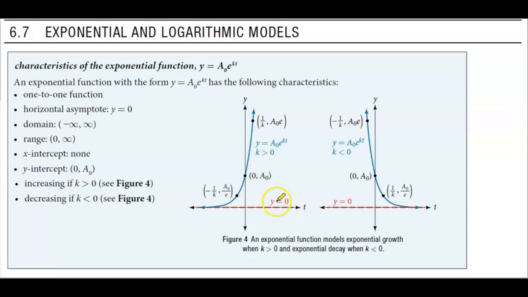It doesn't have an x-intercept because it doesn't cross the x-axis. The y-intercept is the initial value. It's increasing if k is greater than 0, which is the first graph, and it's decreasing if k is less than 0, which is the second graph on the right.